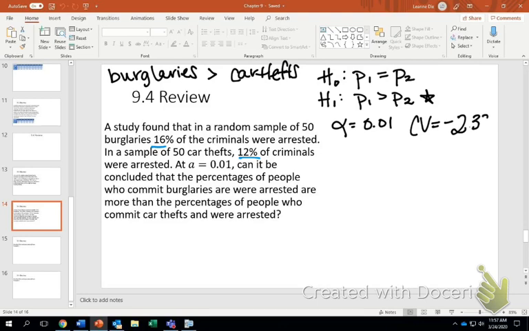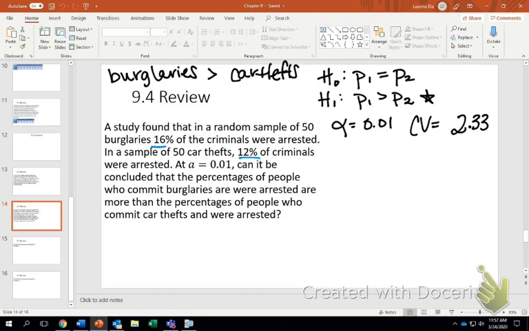So let's go ahead and write that. Negative 2.33. And really, because it is on the right-hand side, remember we know it's on the right-hand side because our greater than symbol is pointing to the right, we know that we're actually only dealing with positive numbers. So really, this is not going to be a negative 2.33, it's going to be a positive.